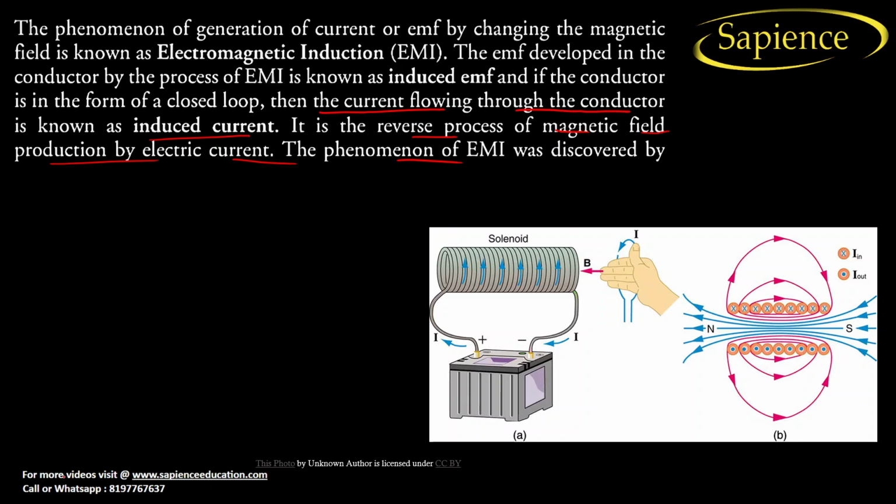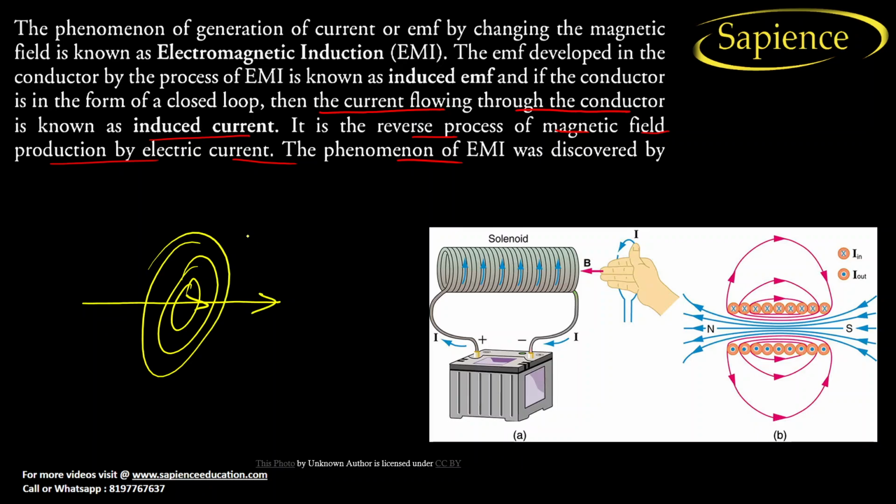Let us understand the basic thing: there is a current carrying conductor. What will happen? It will create a magnetic field. But if a magnetic field is there and you reverse it, if you change the magnetic field, north pole and south pole, what will happen? It will create a current. This phenomena is known as electromagnetic induction.